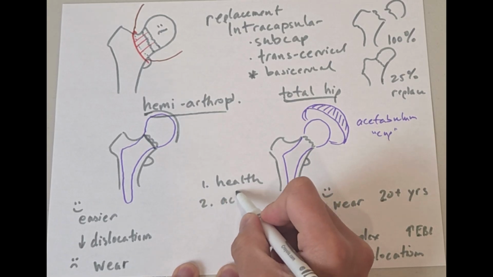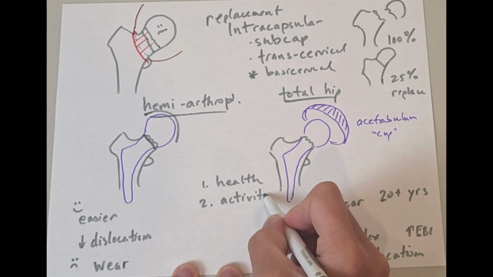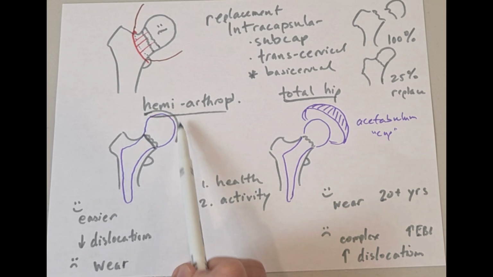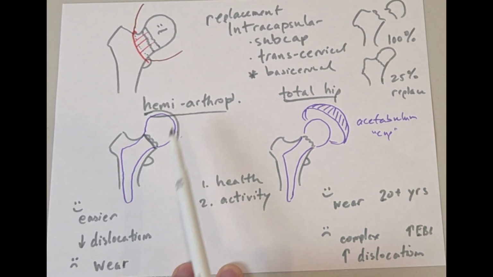Second thing to think about, and you discover this taking a history, is their activity levels. So if you have a patient who doesn't walk much, maybe they're already using a wheelchair for certain things, they don't need to worry about wearing out this acetabular side. So they will do just great with a partial hip replacement. If on the other hand, you have a patient that walks 8 miles a day and plays pickleball 3 times a day, well, they might wear out this socket, in which case you're more likely to give them a total hip replacement.